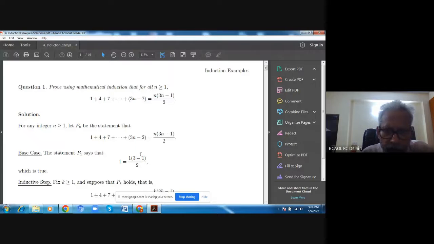Here 1 times 3 into 1 minus 1 divided by 2. So if you calculate it, in this case it is 3 minus 1, which is 2, 2 by 2 cancels to 1, so it is equal to 1. So it is true, this part is true. So here also 1, here also 1. So we can say this is true, simply written true.